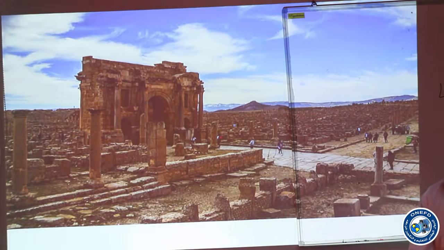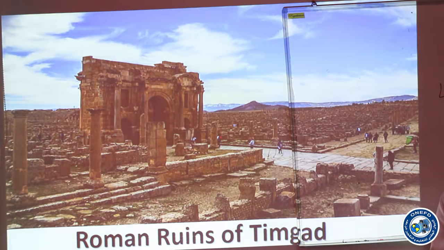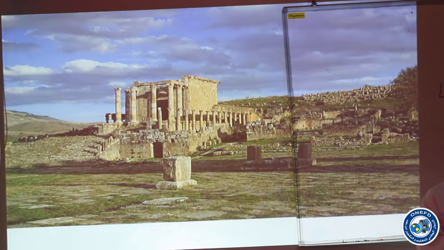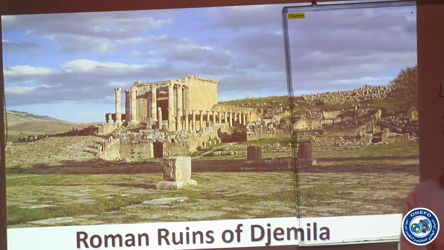Now the following picture. This is the Roman ruins. In which wilaya? Yes, they are in Batna. This is the Roman ruins of Timgad. The following picture. It is in Sétif. They are the Roman ruins of Djemila.